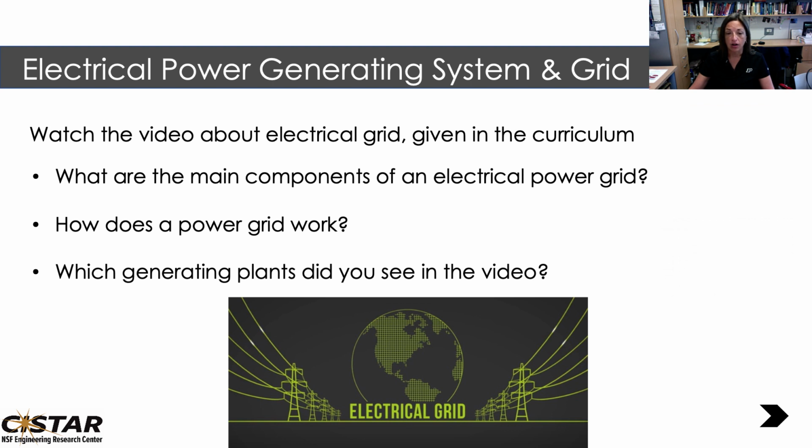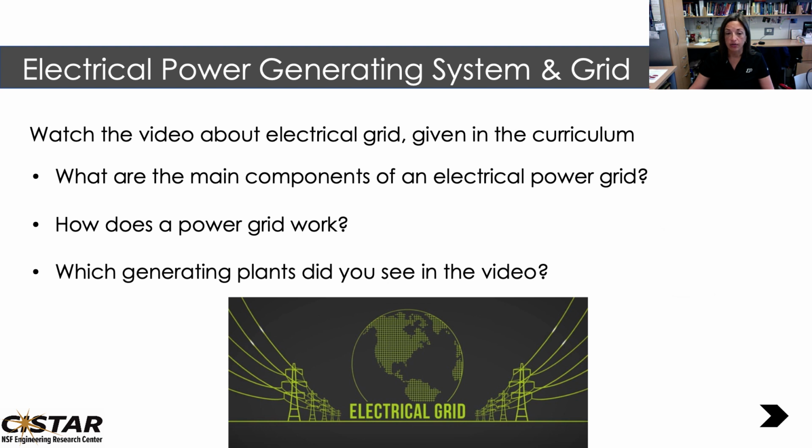Assess where your students are in their knowledge about electrical power. Based on your experience in teaching science, you can spend additional time reviewing the concepts which students usually have a difficult time understanding. Have students answer the following questions, first individually and then as a full class discussion. The questions are: what are the main components of an electrical power grid? How does a power grid work? And which generating plants do you see in the video? You can find answers to these questions in Item 5, Classroom Instruction, in Lesson 2 of the curriculum documents.